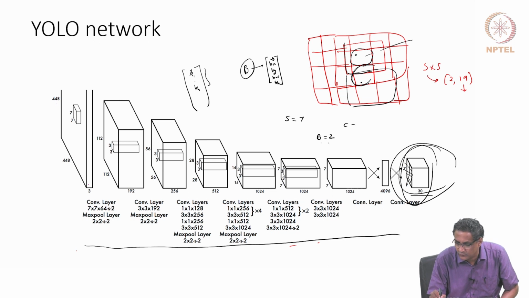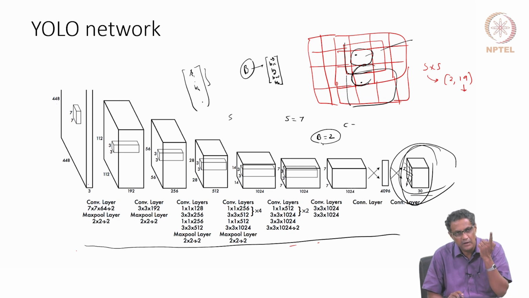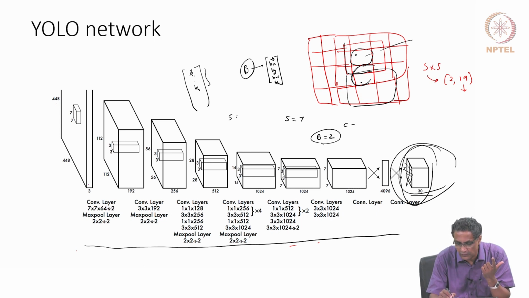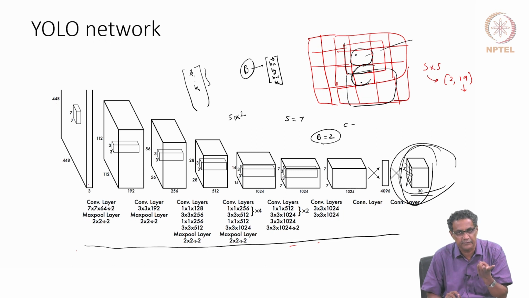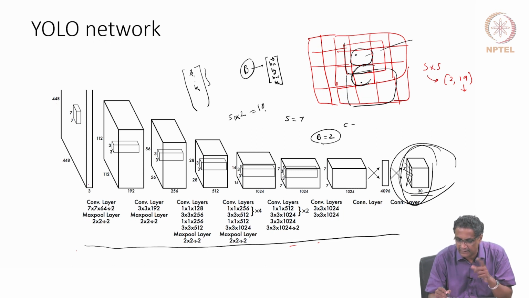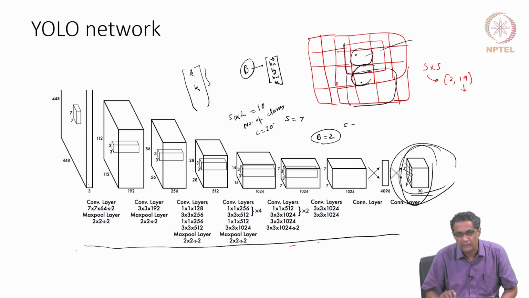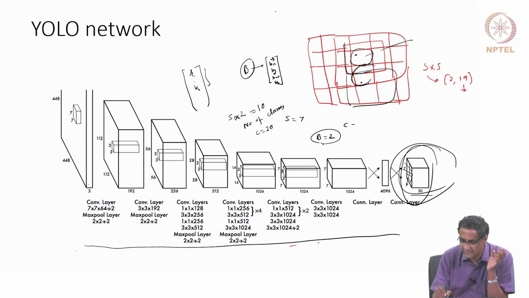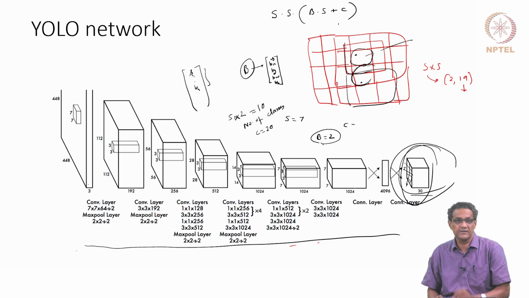So, this 5 into, in this case I have taken B to be 2. That means you already have 5 parameters for one bounding box, into 2 bounding boxes for which I have to find out, that is already 10, and then the number of classes, which is in this case 20. So, the actual feature you can think about as S into S into B into 5 plus C, where C is the number of classes.